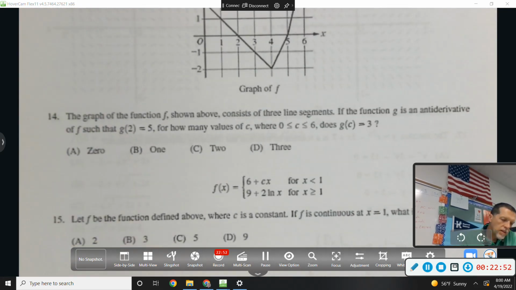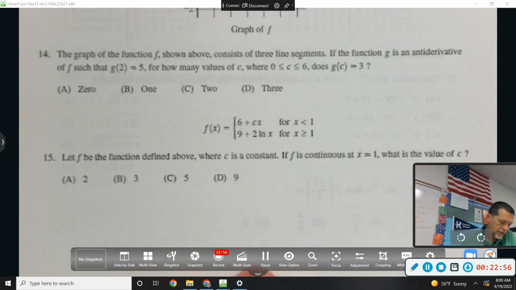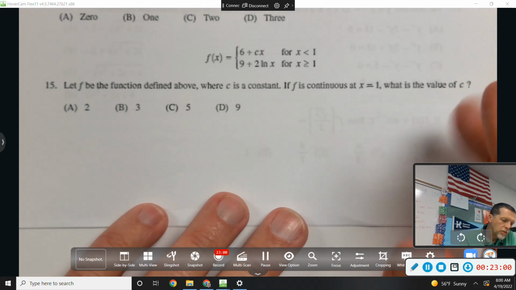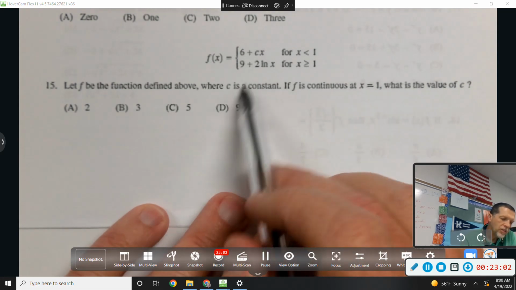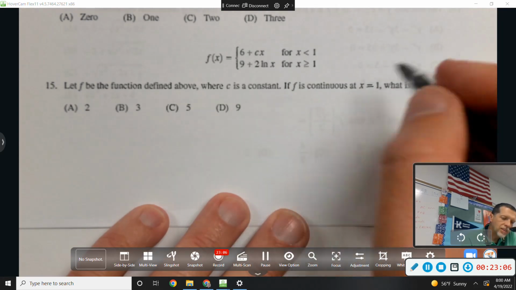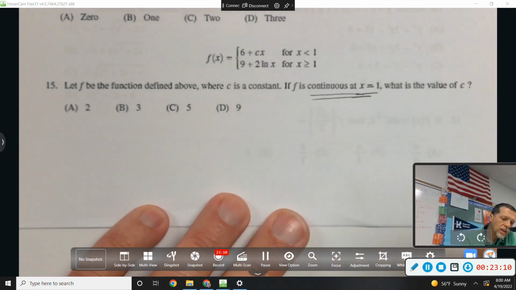Skip 14. It's a hard one. I don't want to spend the time on it. We're kind of pressed for time. So 15. Let f be the function defined above, where c is a constant. If f is continuous at x equals 1, what is the value of c?